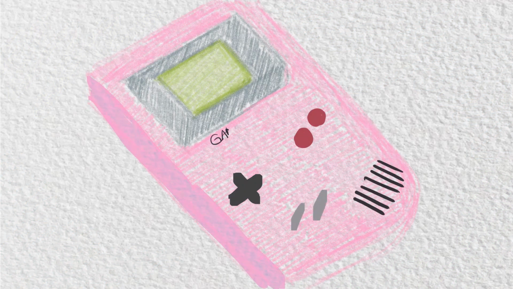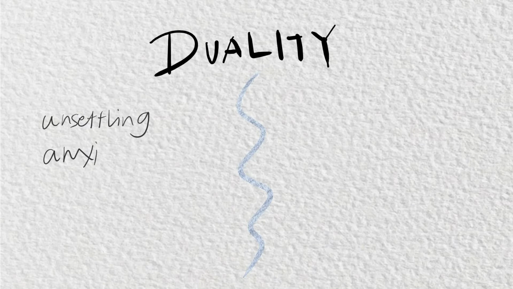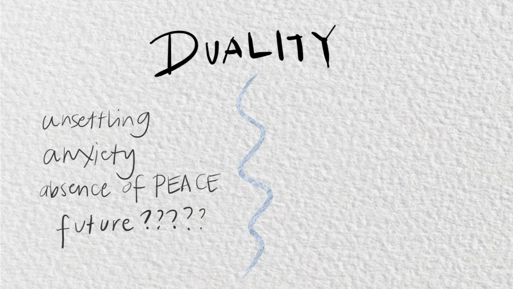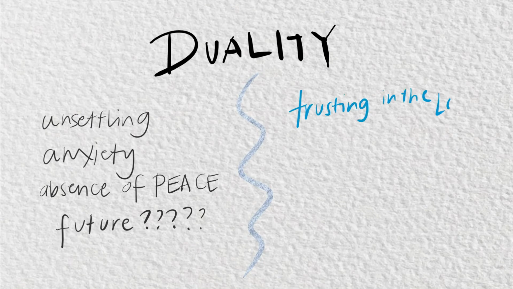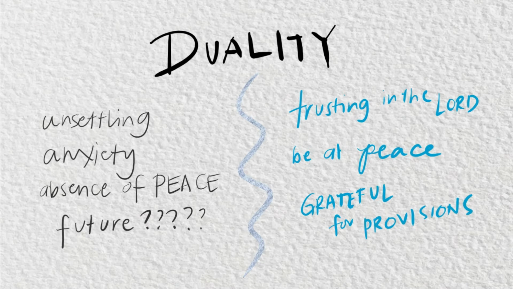With objects, a toy can represent childhood. A plant can represent growth. Let's try it together. In this artwork, I want to focus on duality, or two sides, because my quarantine experience was of course unsettling, and many of us were unsettled, full of anxiety, absence of peace, unsure of the future, but at the same time trying my best to trust the Lord, to be at peace, to still be grateful for everything He's provided me and my family with.